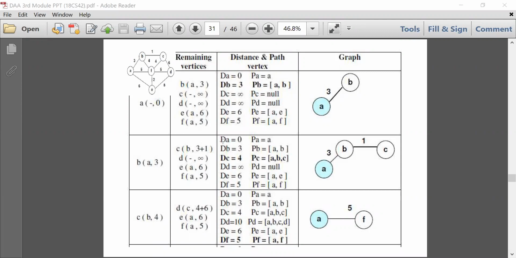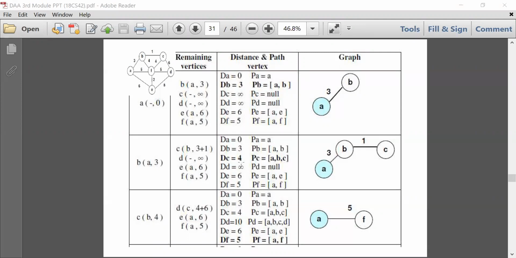Okay, so DA will be 0, DB will be 3, and the path will be A, the path will be AB. DC will be 4, that is, the distance to C from A will be 4. How come? Here you know. A to B will be 3, B to C will be 1. From here you get the distance: 3 plus 1 becomes 4. That is what DC will be, 4.